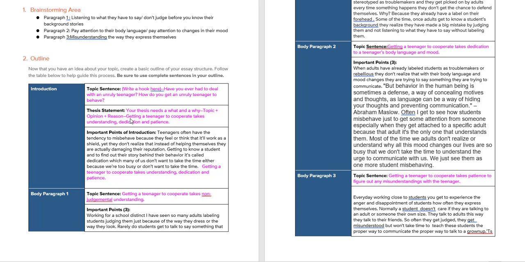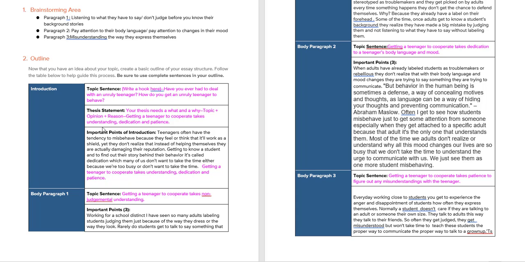And so for this person, I wrote a thesis statement: getting a teenager to cooperate takes understanding, dedication, and patience. And so you want to have three different traits in your thesis statement. That way, her body paragraphs are, then, she's going to have one body paragraph about how getting a teenager to cooperate takes understanding. So that's body paragraph 1. Getting a teenager to cooperate takes non-judgmental understanding.